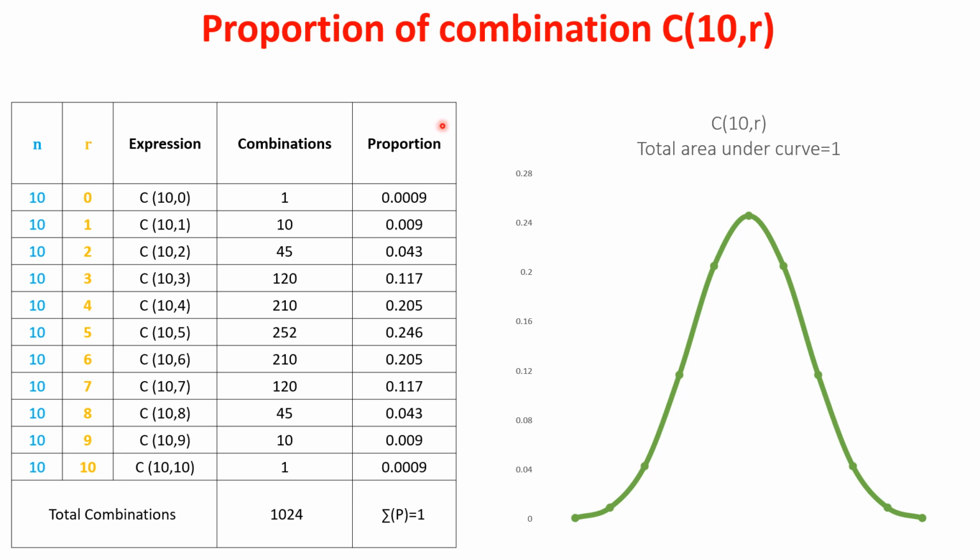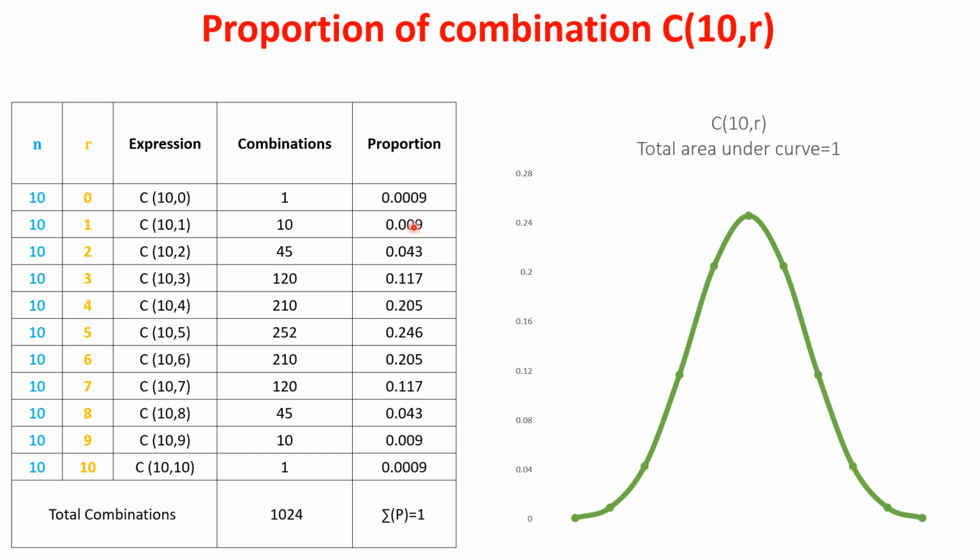Now let us start with the proportion. How proportion can be calculated? Proportion can be calculated by individual combination can be added first. That is total combination 1024. That will be used for the calculation of proportion. How? Now individual combination can be divided by total combination. Then you will get the proportion. For example, 1 divided by this total, you will get this. Then 120 divided by this, you will get 0.11. So proportion, if you add together, that will be 1, that is 100%. Okay. Now you can draw a line graph for the proportion also.